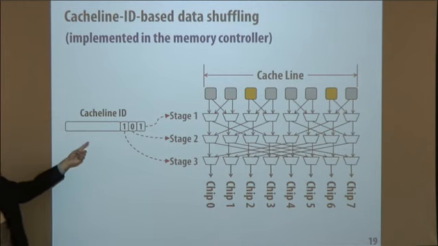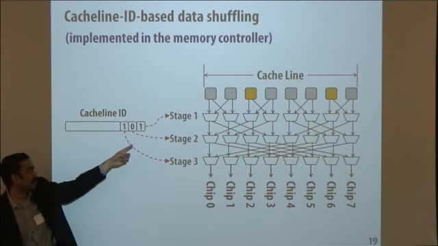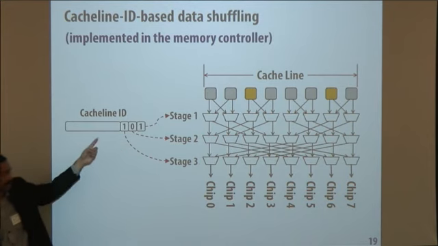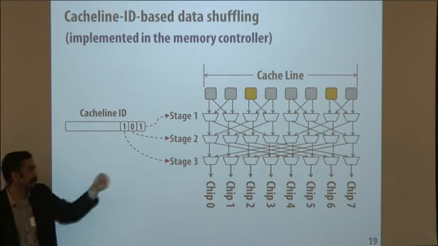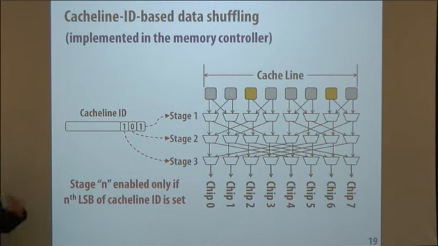We use some bits of the cache line ID to determine which stages are active. So in this particular case, the least significant bits are 1, 0, and 1. And stage 1 will be active, stage 2 will not be active, and stage 3 will be active. So essentially, stage n will be active if the nth least significant bit of the cache line ID is set.